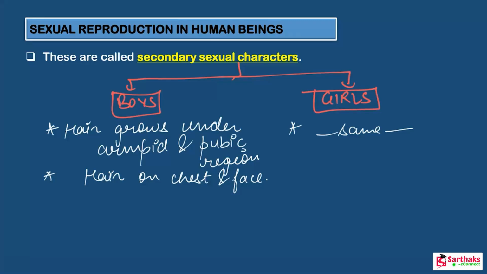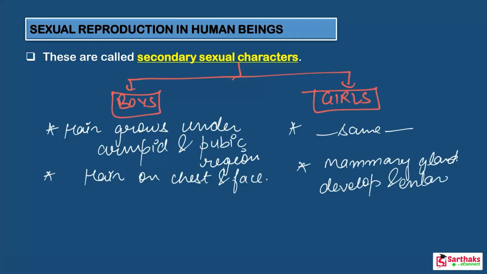Okay, there is another thing that happens: the mammary gland develops and enlarges. As you know, the mammary gland, in common language, is known as the breast. It is present in both boys and girls from birth. Okay, but at the time of puberty they start developing the breast, or you can say mammary gland in biological language. Okay, they start developing and they become enlarged.